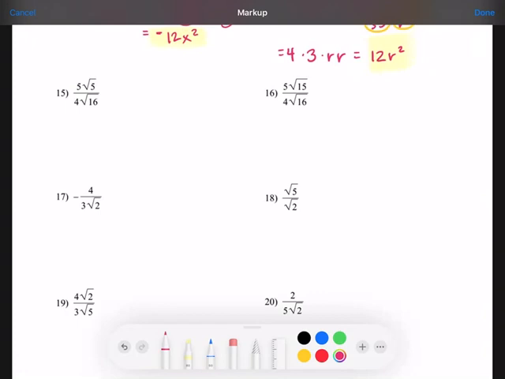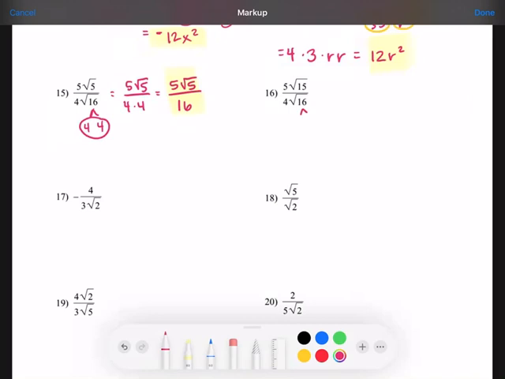Alright, looking at 15, we're moving into division. So the first thing I want to do is see if there's anything that can be simplified. Here I have a 16 in the denominator, the square root of 16, which can be broken down just to equal 4. So on top I have 5 square root of 5, and on the bottom I have 4 times 4, because the square root of 16 is 4. So on top I get 5 square root of 5, and on bottom I just have the number 16. I'm finished here because nothing else can be simplified.